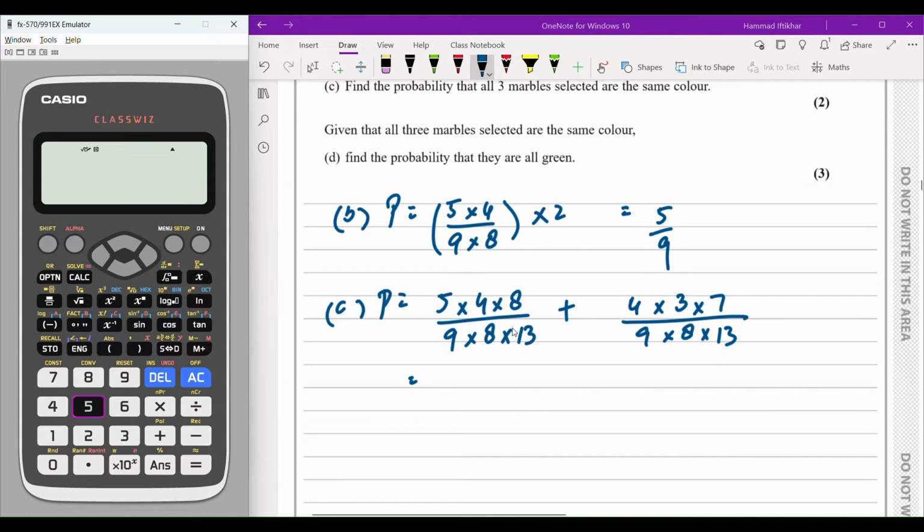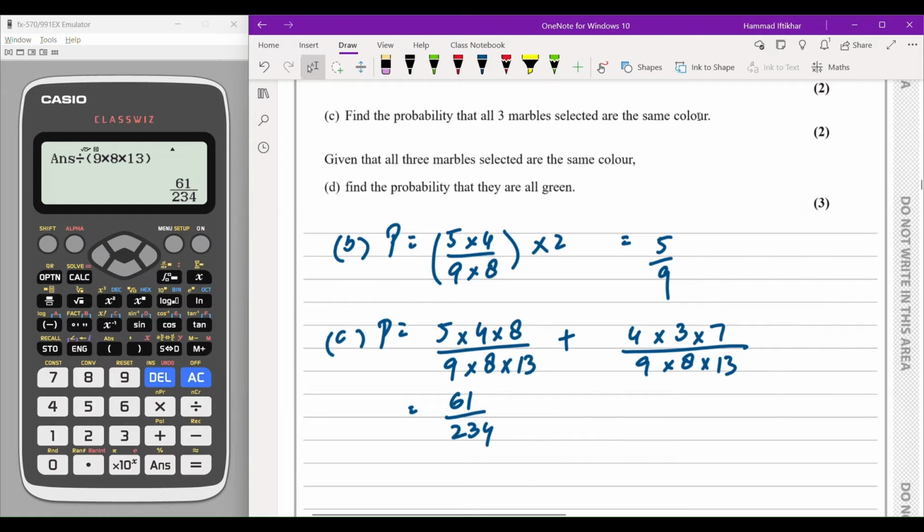So denominators are same. So 5 times by 4 times by 8 plus 4 times by 3 times by 7 divided by 9 times by 8 times by 13. 61 over 234. Okay, given that, now this is the conditional state.